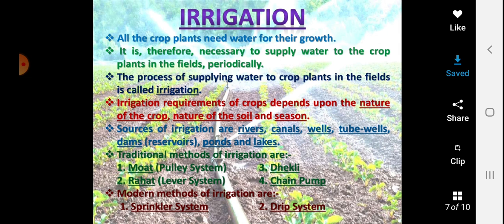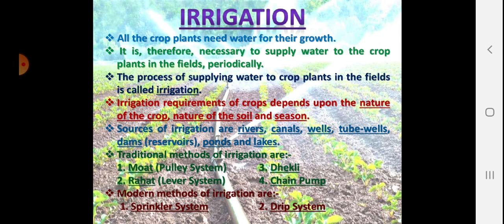Then they used the dhekli and the chain pump. These are again very traditional ways of irrigation. In the dhekli again there used to be a matka, and from the matka they provided water to the plant. And the chain pump was like a series of pumps through which they provided water. Now these traditional methods were tiresome and took a lot of time, so they were replaced with the modern methods of irrigation, which are the sprinkler system and the drip system.